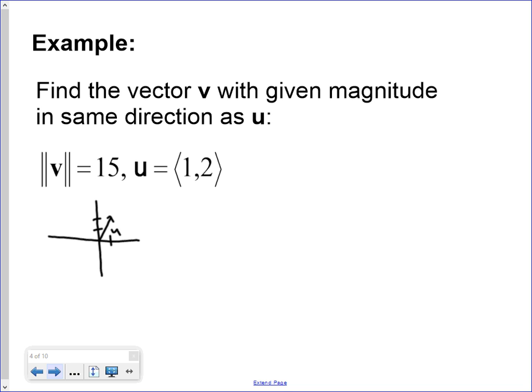But I want a vector that has a magnitude of 15. Does u have a magnitude of 15? Definitely not, right? And in fact, we could find the magnitude of u. The magnitude of u is the square root of 1 squared plus 2 squared, which is the square root of 5. So that's much smaller than the magnitude of 15, right? Okay. So I know that my vector v, I'm just imagining here, is going to be some vector much longer, but it's going to follow the same direction of u. All right, so now I have an understanding of what I'm trying to do.